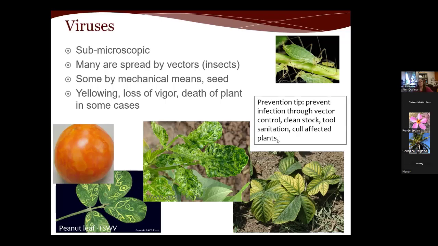Prevention tips for viruses: prevent initial infections through vector control, using clean stock, tool sanitation, and removing affected plants.